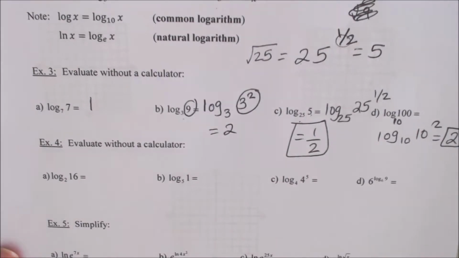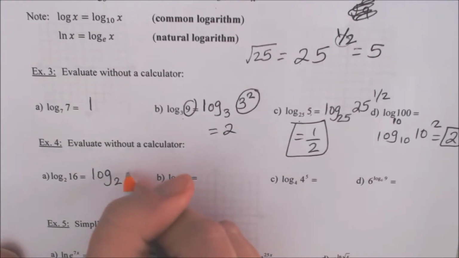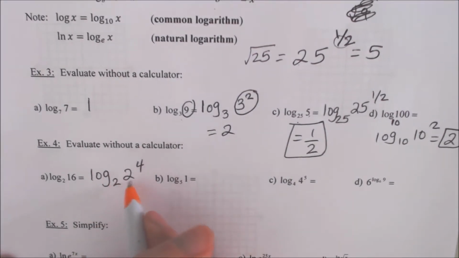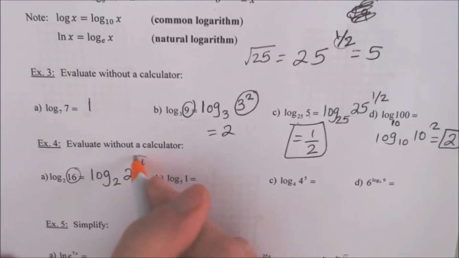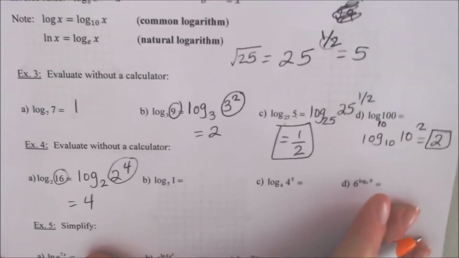In other words, 2 to what power gives me 16? And that would be 2 to the 4th power, right? 2 times 2 times 2 times 2. That would be 16. So now this is log base 2 of 2 to the 4th. I just replaced the 16 with 2 to the 4th, so that just leaves me with 4.